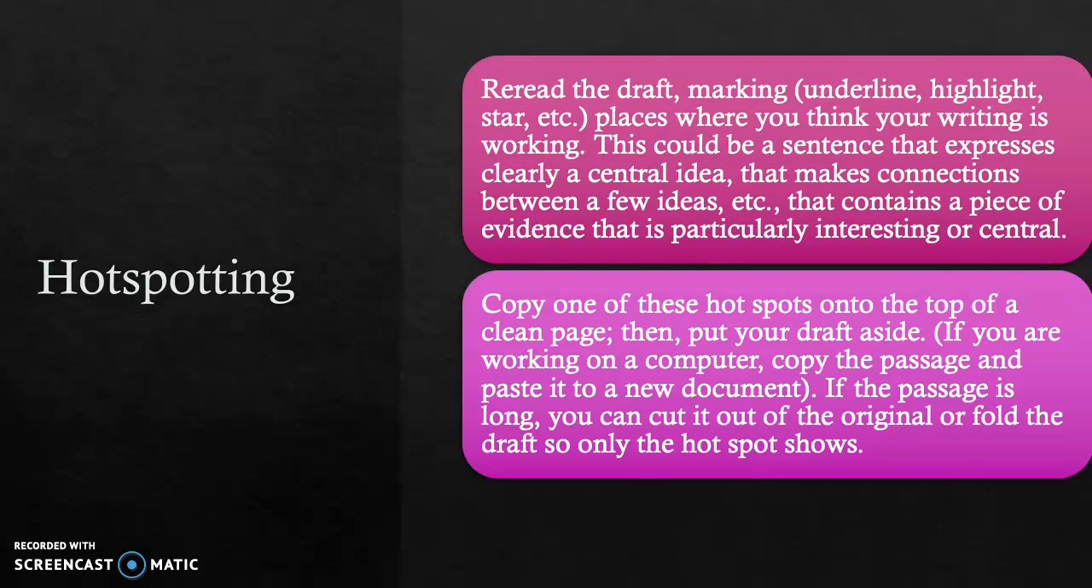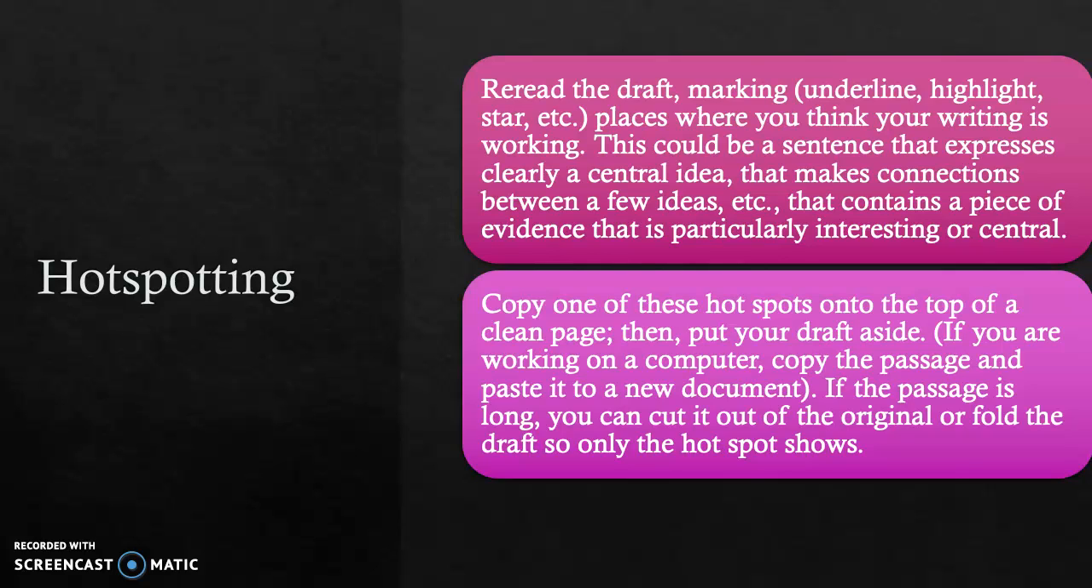So for hot spotting, you're going to reread your draft, marking places where you think your writing is really, really working. You want to mark in a different way than the way that you marked in your triaging method. What aspects of your writing are really good here? This could be as simple as a single sentence that expresses clearly a central idea, that makes connections between a few ideas, or that contains a piece of evidence that is particularly interesting or central. It could be even sections of your work that you think are working very well. That's a hot spot. That's sort of the opposite of the thing that needs triaging.